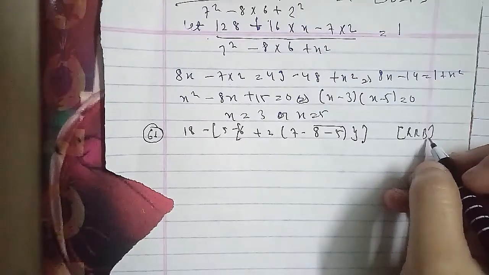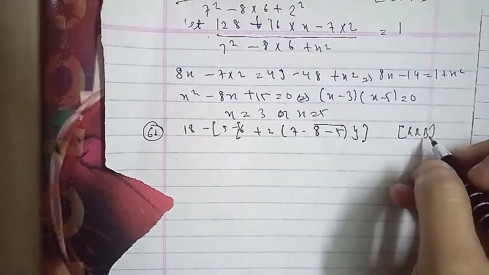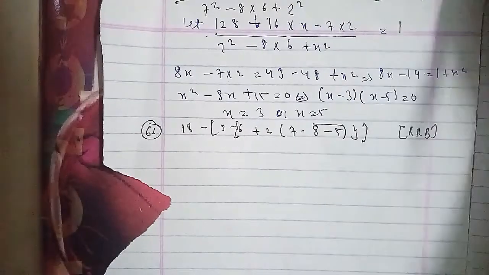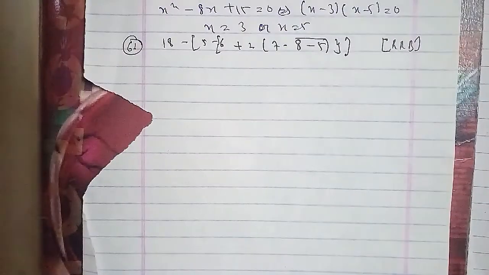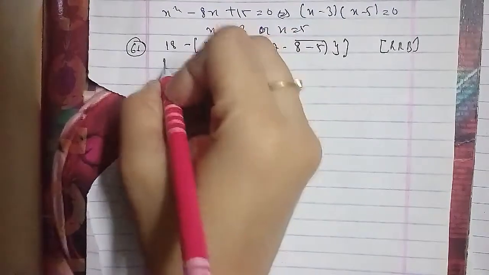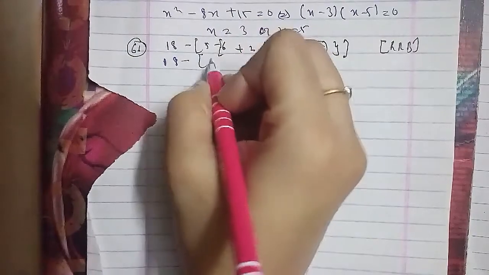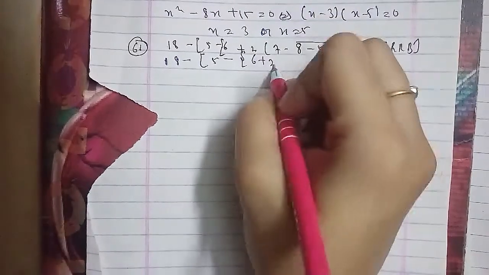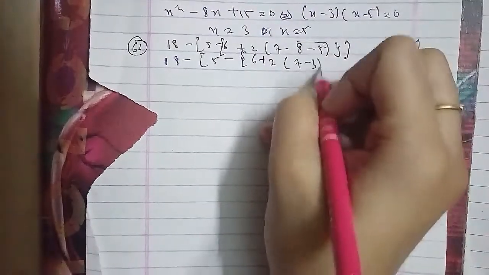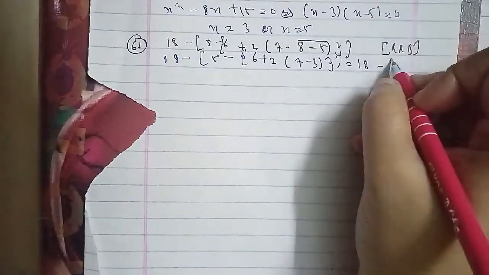So let's go ahead with the solution. For the given expression, 18 minus 5 minus 6 plus 2 7 minus 3 equals 18 minus 5 minus 6 plus 2.